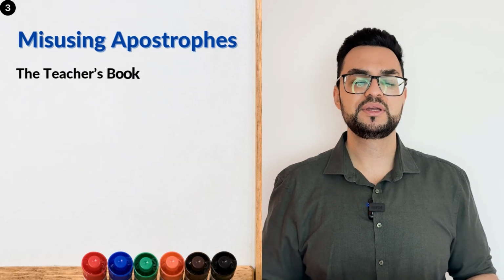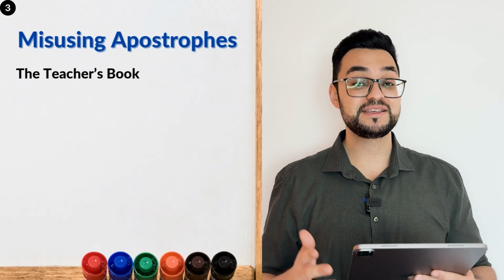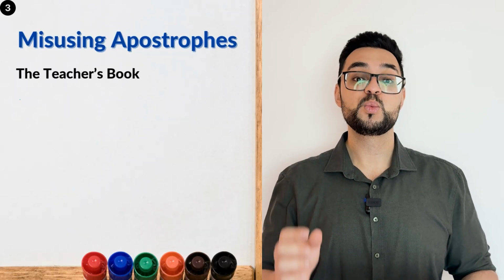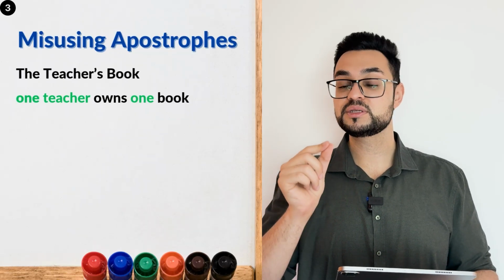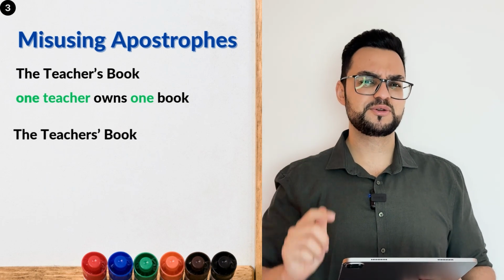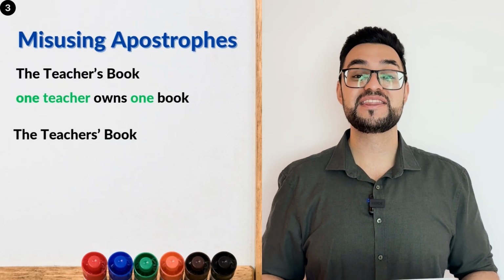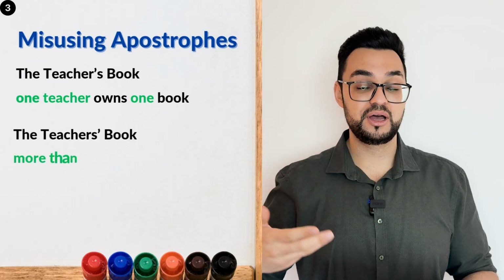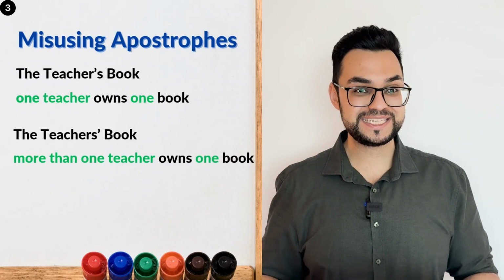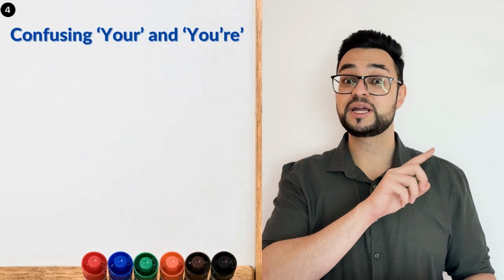Now the question is, what if I want to use apostrophe with a plural word? Look at this example. The teacher's book. So the word teacher is singular, and it means one teacher owns one book. However, look at this example. Look at where the apostrophe is. The apostrophe is after the s, and that means a couple of teachers, more than one teacher owns that certain book.